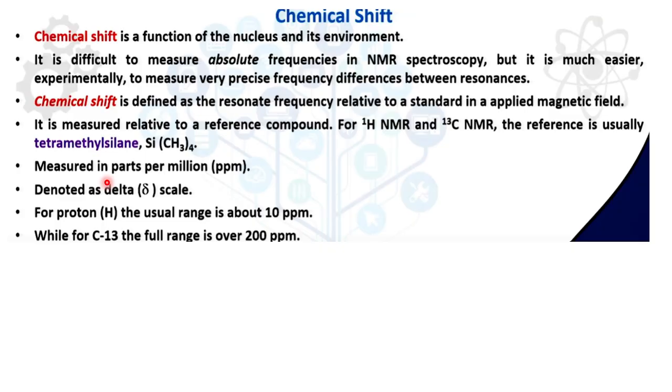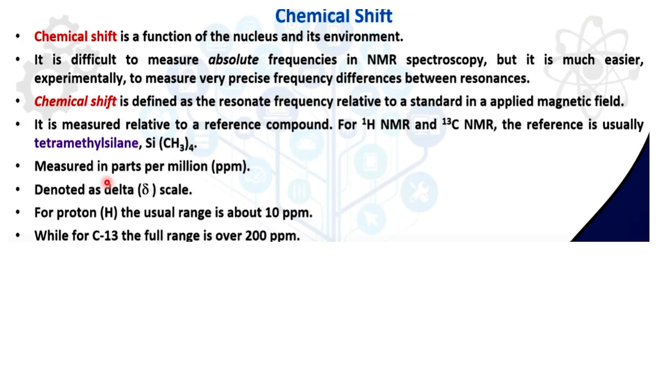Now what is chemical shift? Chemical shift is a function of nucleus and its environment. It is difficult to measure the absolute frequency in NMR, but it is much easier experimentally to measure very precise frequency differences between the resonances. Chemical shift is defined as the resonant frequency relative to a standard one. So when we do NMR analysis, first you run the standard sample. After that, you run your sample, and then the difference between the standard and your sample is what you are representing.